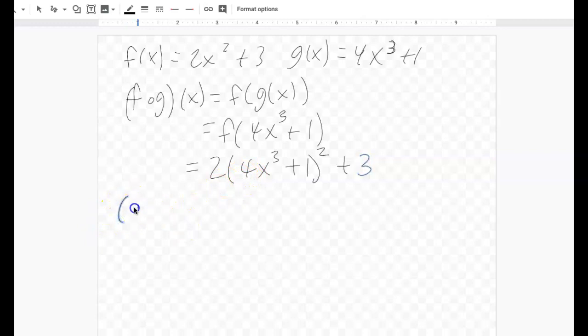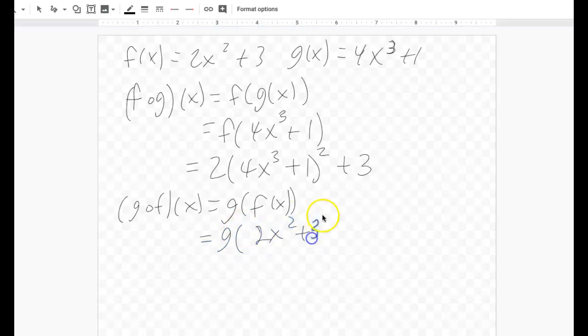When you look at g composed with f of x, now the inside function is f and the outside function is g. Plugging in our f, 2x squared plus 3. So now we want to evaluate g of 2x squared plus 3. That is, plug in 2x squared plus 3 for x in g. So I'm going to plug in 2x squared plus 3 right here.